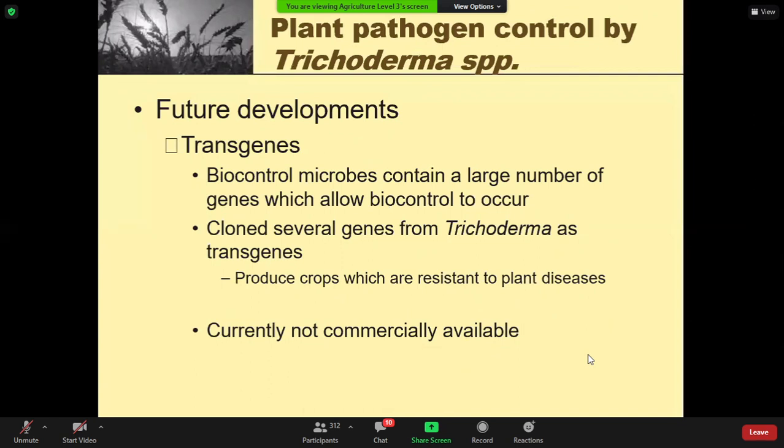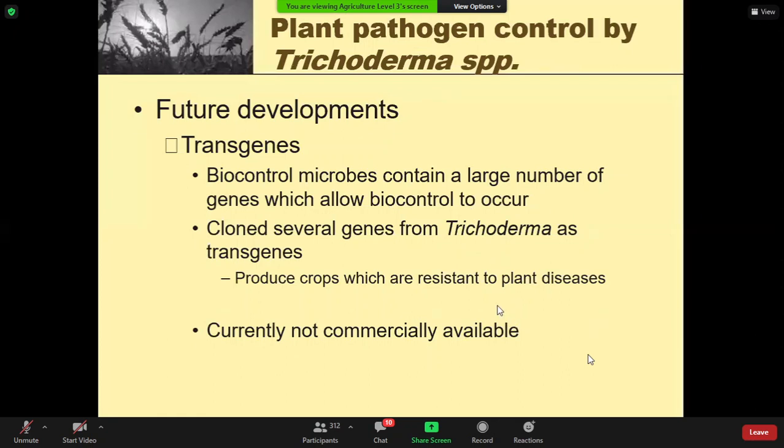So what about future development? What can we do? In the beneficial microbe, there are some genes. We can exploit those genes to develop resistant varieties. We can clone several genes from trichoderma species that make the plant resistant, because the functions of trichoderma are controlled by a number of genes of trichoderma. So we can identify those genes of trichoderma, then exploit those genes to develop resistant varieties.